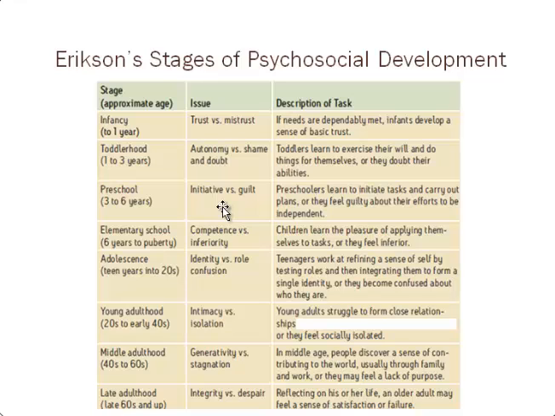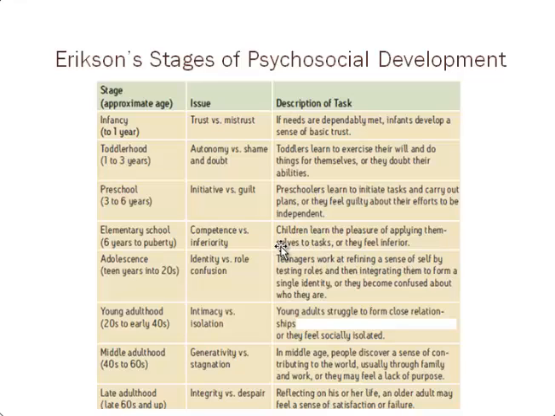Preschool, here we're talking about toddler-age children: initiative versus guilt. They learn to initiate tasks and carry out plans, or they feel guilty about their efforts to be independent. In other words, this is when they start actually carrying out plans and tasks, rather than just doing things on the spur of the moment.